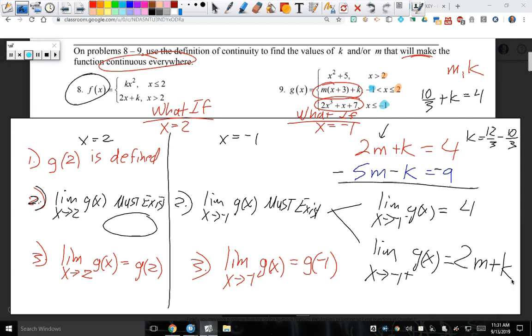And again, these are just two pieces that you get. If you never show the work that they were equal to each other, you need to make sure that you have these pieces, showing that that's what you're contemplating. Okay, so let's go back up to 1. What's 1 on this one right here? g of negative 1 is defined.